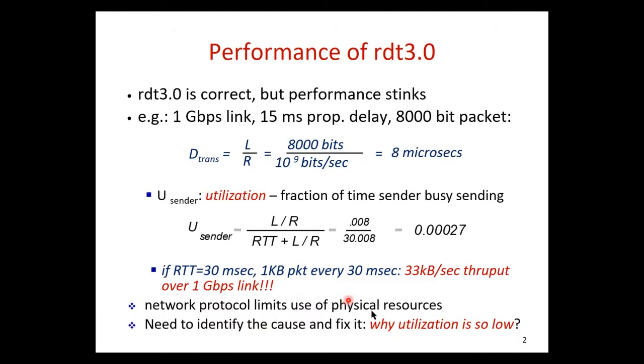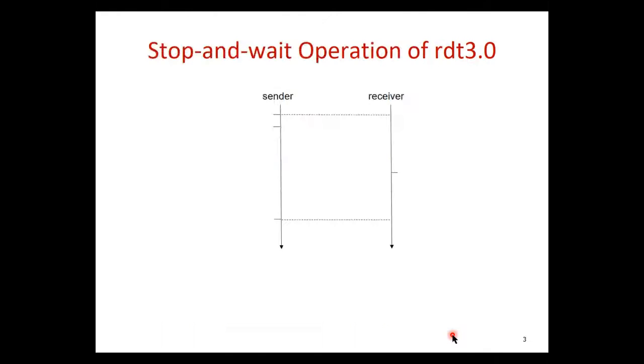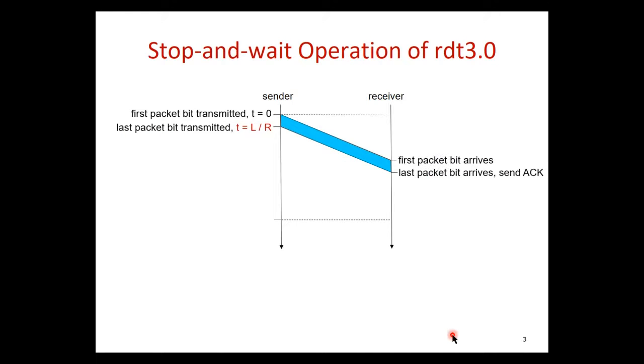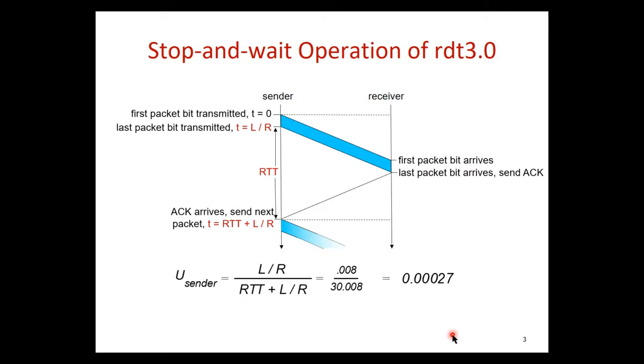Okay, so we have gone through the analysis. On the next slide, why the utilization is so low: essentially because we do stop and wait. Any question? Okay, so now how can we improve the channel utilization? This is very low. We need to do something about this.